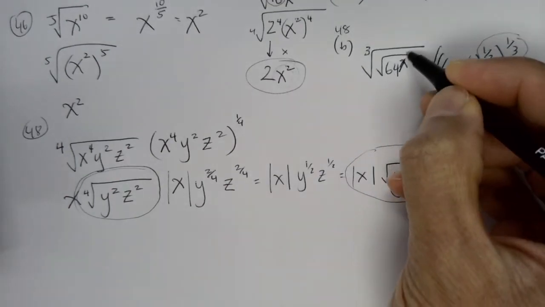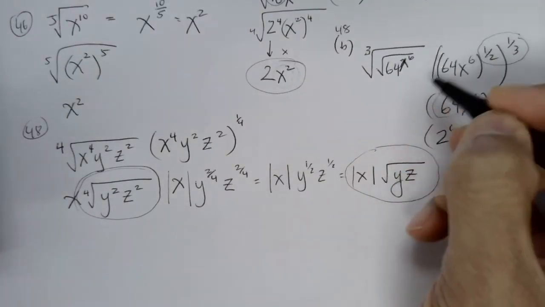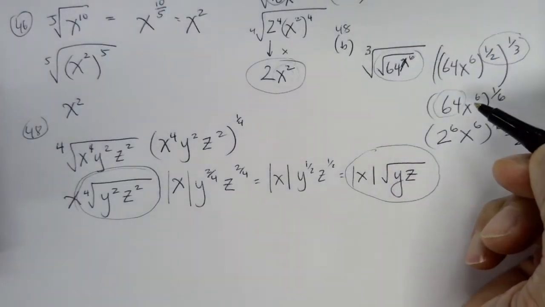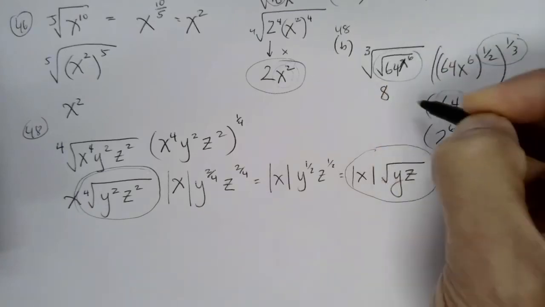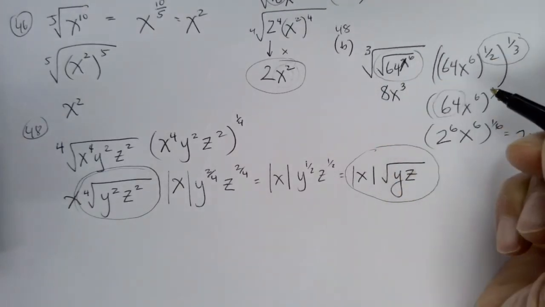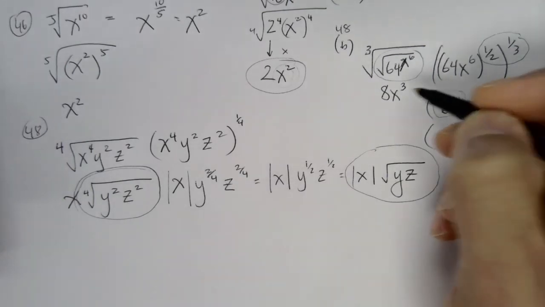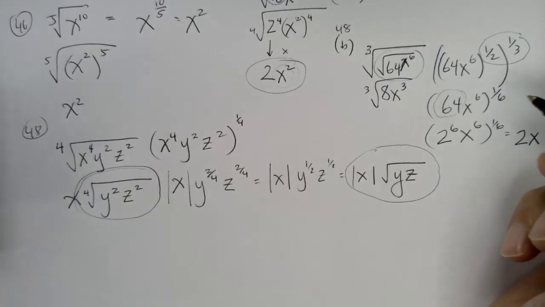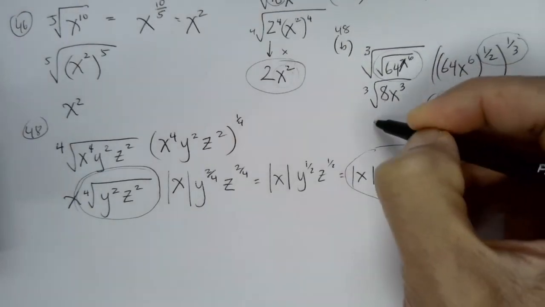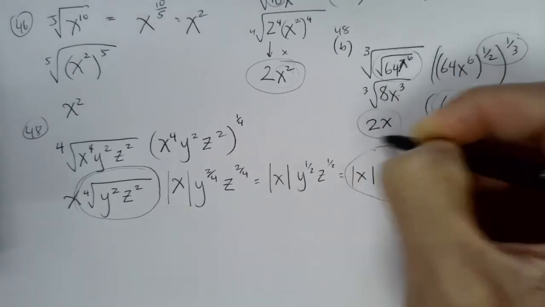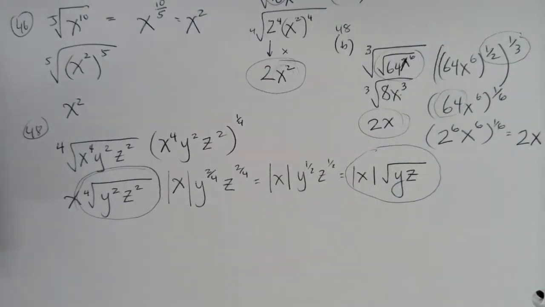Of course, if I work these out one by one, looking at radical form, let's take the square root first, so we'll work from the inside. Square root of 64 is 8. Square root of x to the 6 is x cubed, since x cubed squared would be x to the 6th. So now I have the cube root of 8x cubed. The cube root of 8 is 2, and the cube root of x cubed is simply x. So either way will work.